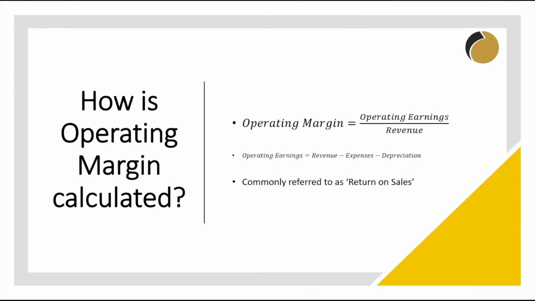Operating margin is calculated by dividing operating earnings by revenue. This will be expressed as a percentage. The numerator, operating earnings, is calculated by taking revenue, then deducting variable and fixed expenses, but not interest and taxes. And not surprisingly, this ratio is also commonly known as return on sales.